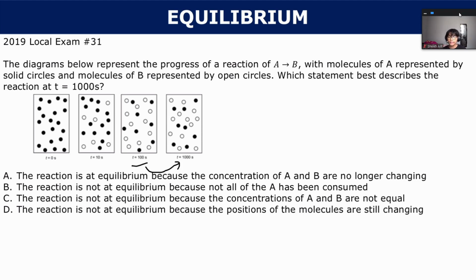So this implies that the reaction is at equilibrium. And so A here, the reaction is at equilibrium because the concentrations of A and B are no longer changing. That is what makes sense. If we were to look at a microscopic level, then yeah, they would be a bit changing, but overall they would look the same because we're looking at it at a macro level. So our answer here would be A, and that is the right answer.